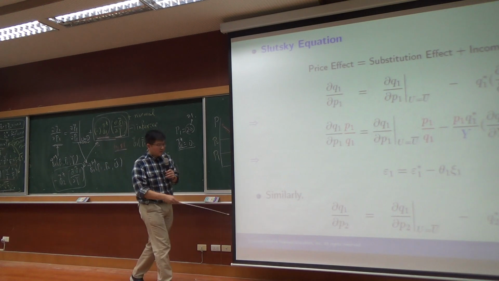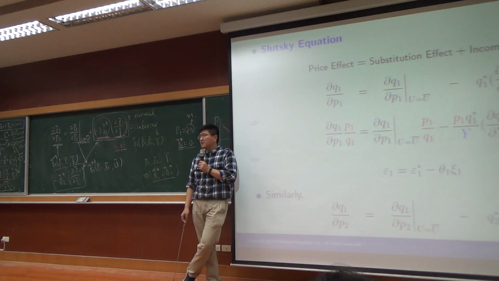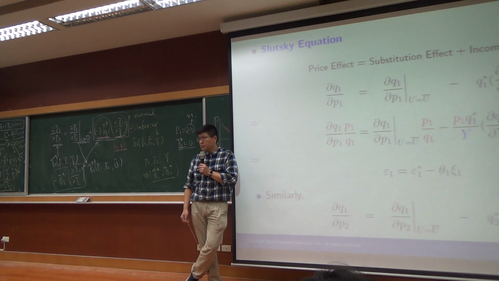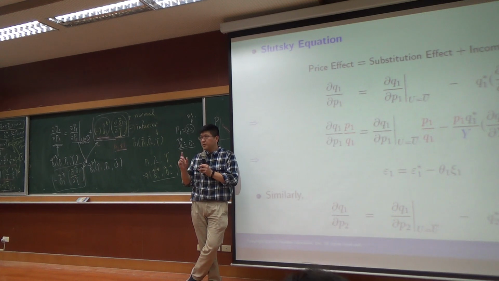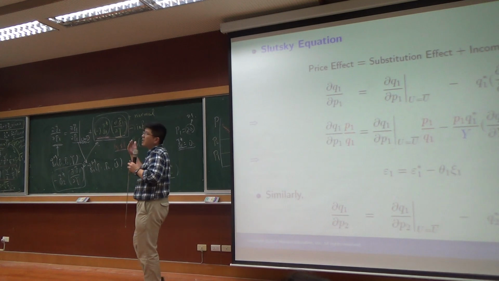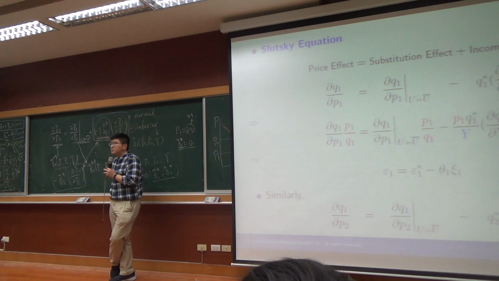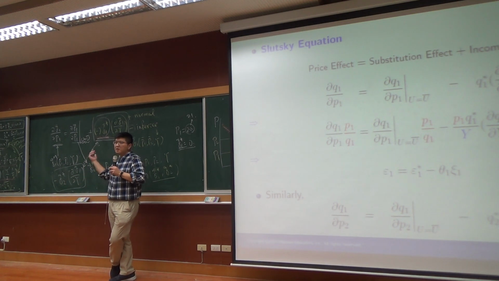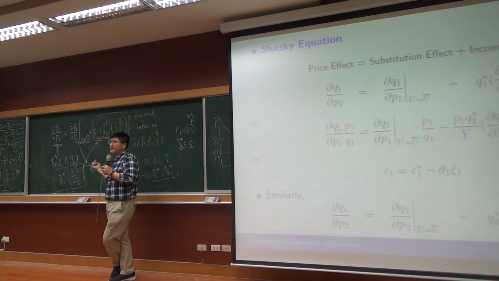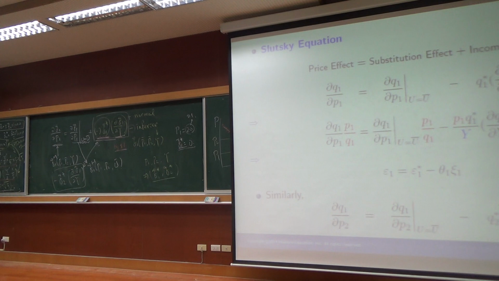Because the source of the change comes from P2, P1 remains constant and your real income will be cut by Q2 star. Is that clear? So I hope you may understand the logic behind the problem. All right? Any other question? If not, let's proceed.